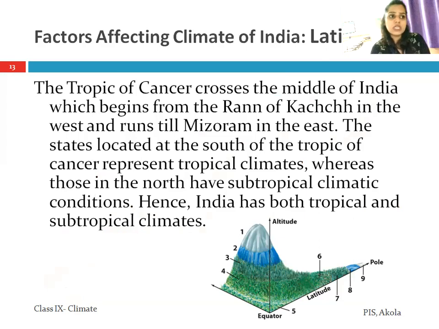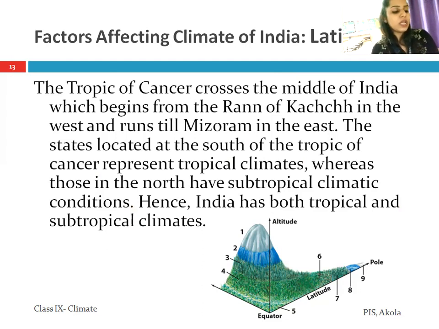Let us now see in detail what are the factors that affect the climate of India. The first factor which we have seen was latitude. So the Tropic of Cancer crosses middle of India, which begins from Rann of Kutch in the west and runs till Mizoram in the east. The states located at the south of the Tropic of Cancer represent tropical climates, whereas those in the north have subtropical conditions. Hence, India has both tropical and subtropical climate.